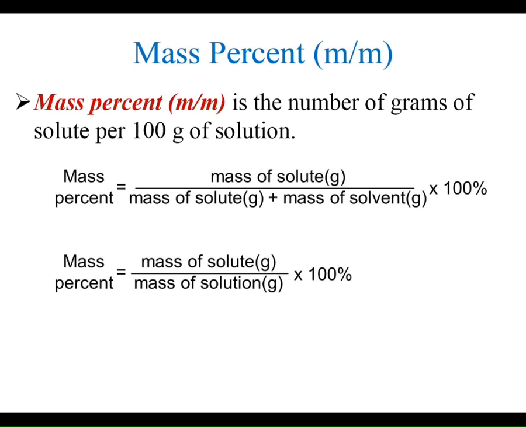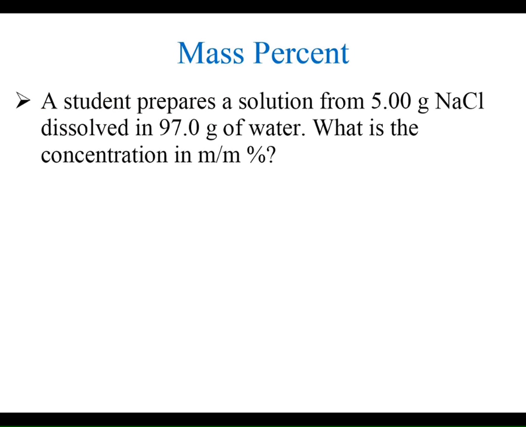Okay, so let's just try one. Let's say you're in the lab and you take out 5.00 grams of sodium chloride. You dump it into 97.0 grams of water and stir it all up. What percentage of a sodium chloride solution did you just make? Well, we're going to take the mass of the solute over the mass of the whole solution times 100. So, let's try that out. What's the mass of the solute for this one?